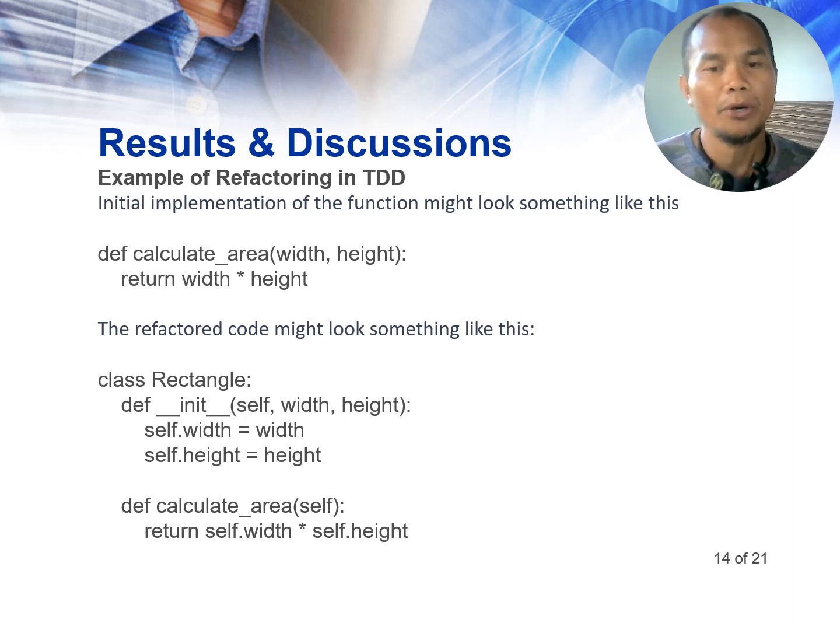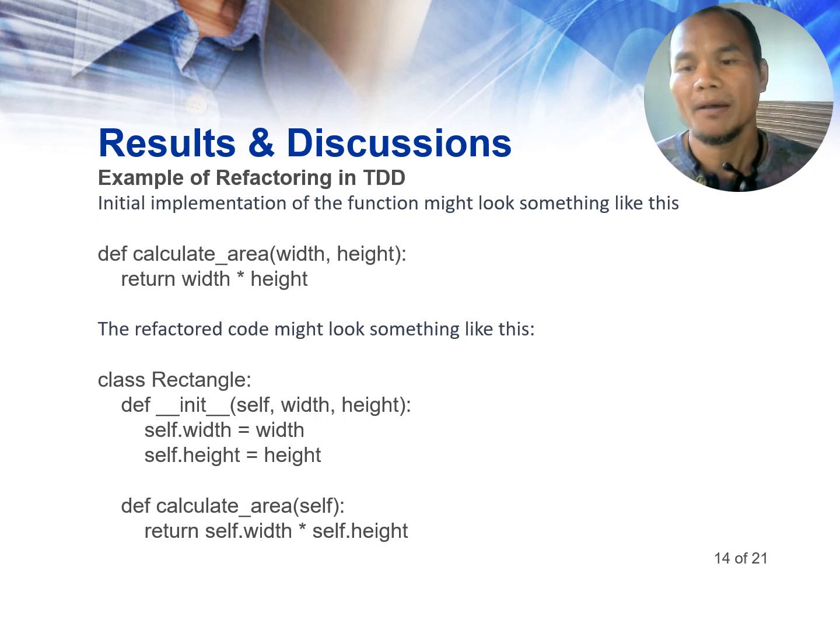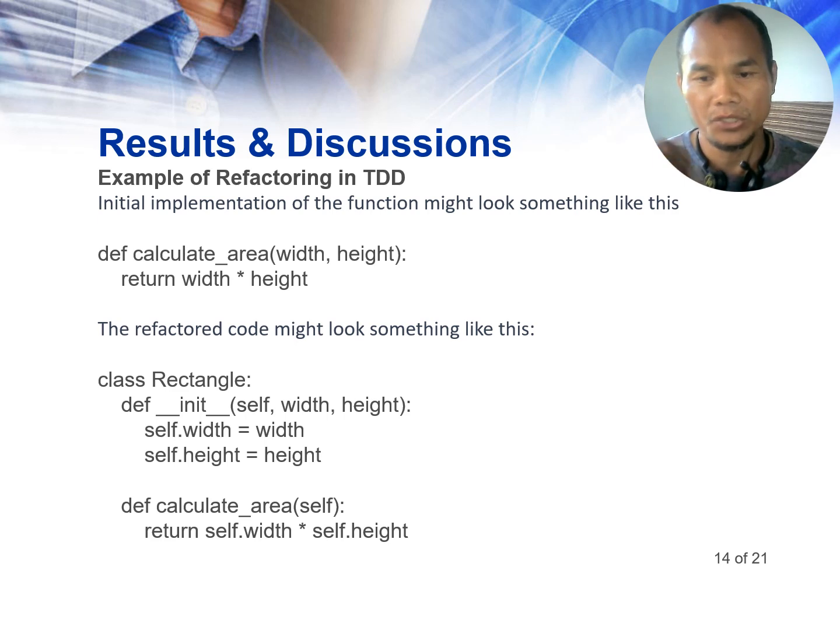However, the developer might realize that the function could be made more readable and reusable by creating a separate class for rectangle and moving the area calculation logic into that class. The refactored code might look something like this. So we have class Rectangle and then define this one. The test for the area calculation would still pass with the refactored code, as the external behavior of the code has not changed.